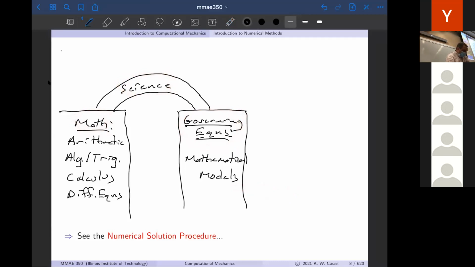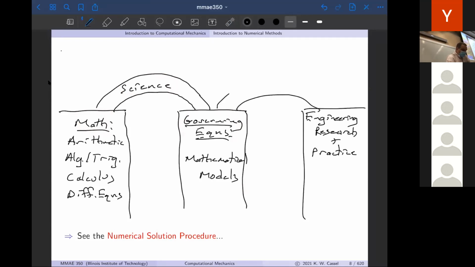We also have to look at, to get to real engineering research and practice, which of course is where we want to be as engineers. In order to get there, we need another bridge. That bridge is this class. So it's numerical methods. All right. So it's really the three things together.